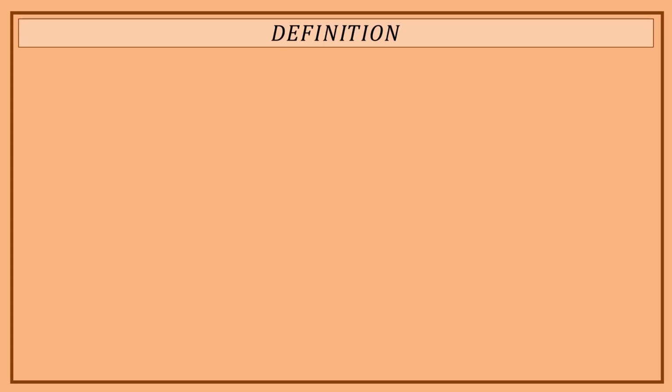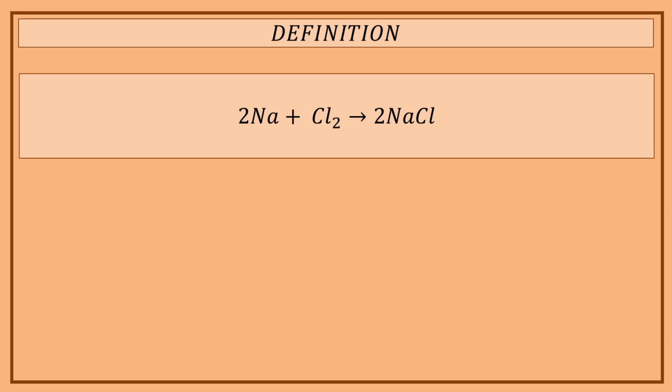To understand the definition of oxidation number, let us take a simple example of a reaction between a sodium atom and a chlorine atom. We are interested right now in the transformations that these atoms are undergoing during this particular reaction.